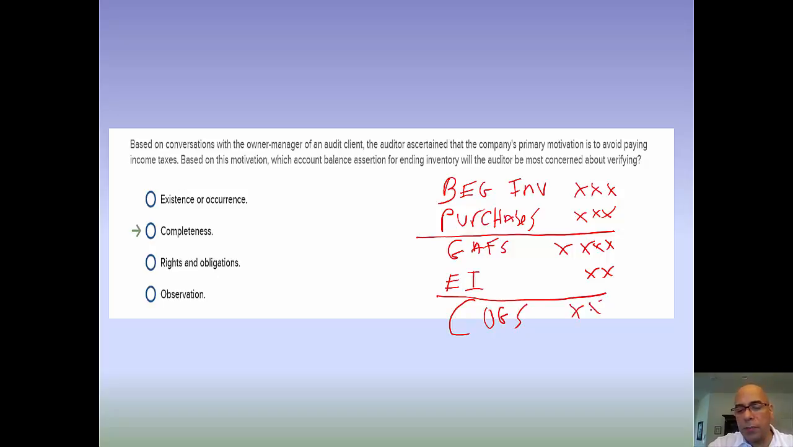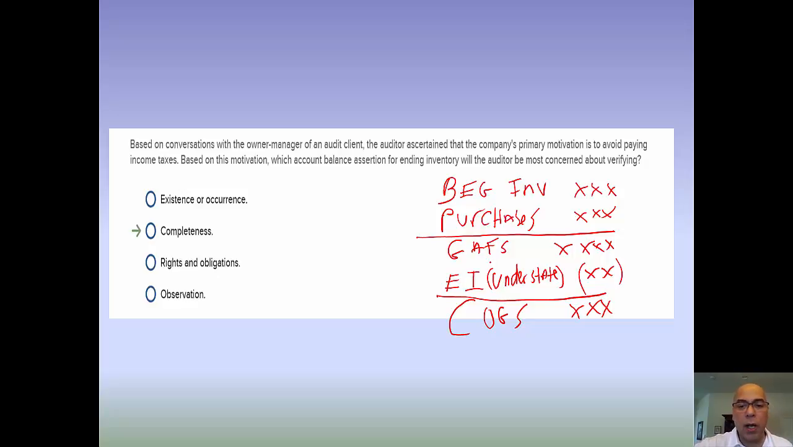Now what happens? If the client is interested in avoiding taxes, what they would do is understate the ending inventory. If they understate the ending inventory, we're going to have a smaller subtract from our goods available for sale, and thus we'll have a larger cost of goods sold. Larger cost of goods sold, what happens? Lower net income, lower taxes.